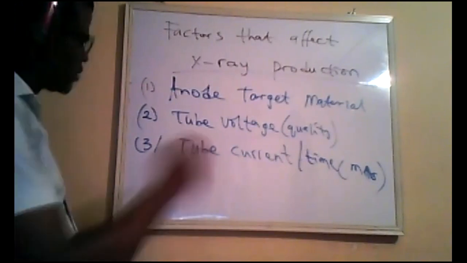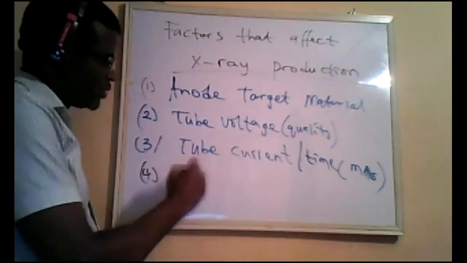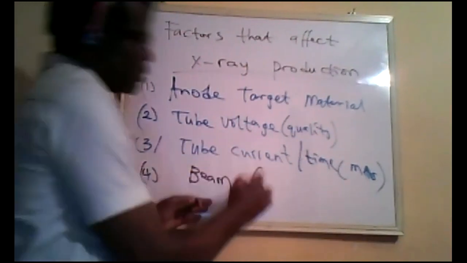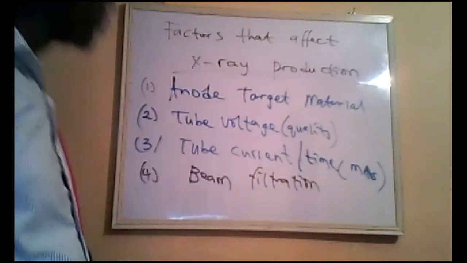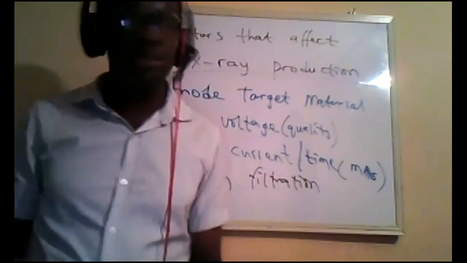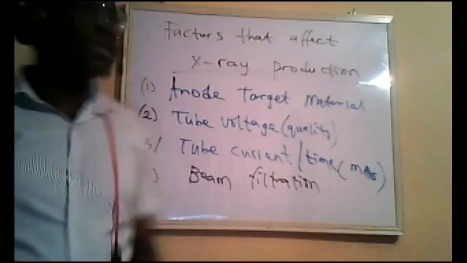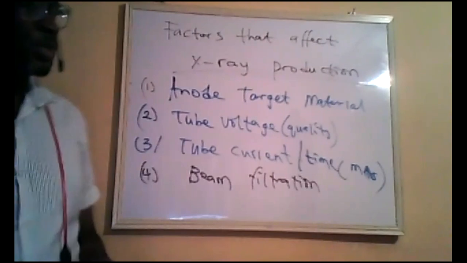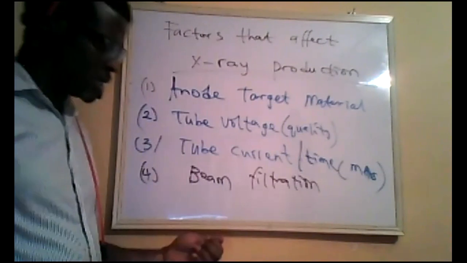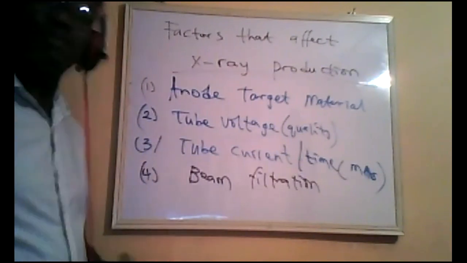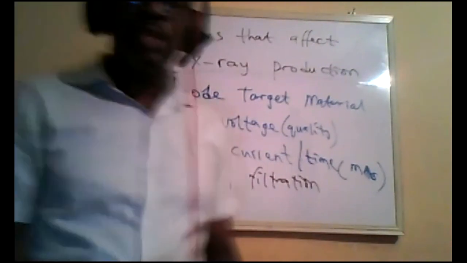They could also have beam filtration. Like we said before, the filtration usually helps us in modifying the spectrum of the X-ray energy that is produced, such that the lower energy ones are gotten rid of. So we'll be left with the higher energy X-rays that will be useful for imaging.